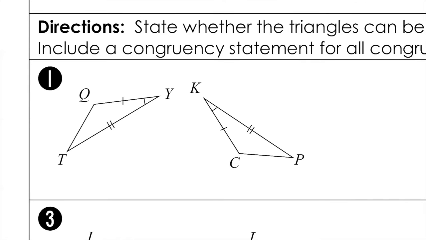I'm going to stick with what we were doing yesterday with the highlighting. So we've got QY is congruent to KC. We've got YT and KP. And then angle K is congruent to angle Y.